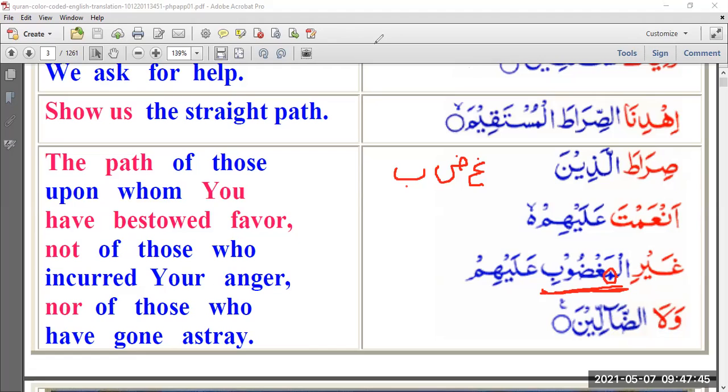Why has maghdubi come here? Who allowed it to come here, right? I don't know. But I just identified the root word, Alhamdulillah. Great that you could do it.